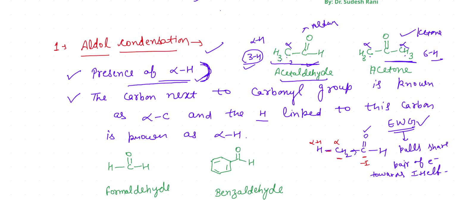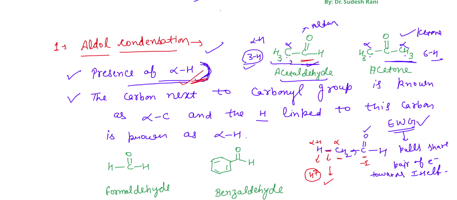As a result, what happens? The electron density in this C-H sigma bond decreases, due to which this bond weakens, and from here any base can easily abstract H positive, and this makes the molecule more acidic in nature. So this is all due to the carbonyl group, because the carbonyl group is electron withdrawing in nature. So first is the presence of the carbonyl group, a must. Second is that only those molecules which have alpha hydrogen, from where H positive can be abstracted.